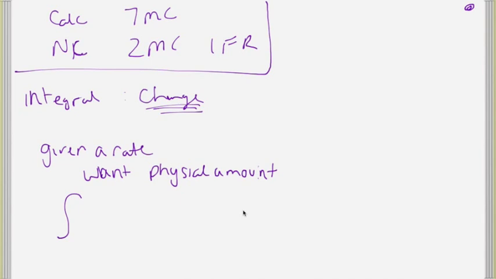So when I read through a question, if I see the word rate in there, I circle it, I underline it, I do something to remind myself that this is a rate. And then as I keep reading, if I see that I want to know the physical amount of something, I know I'm supposed to integrate that. So I look for those key words as I read through questions and make notes to myself about what I'm given and what I want.